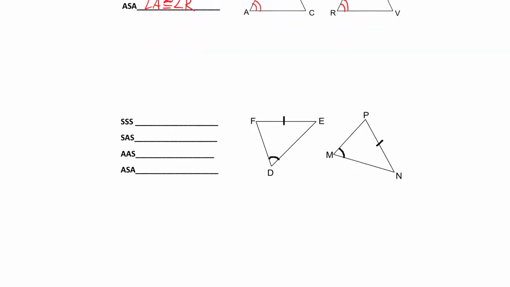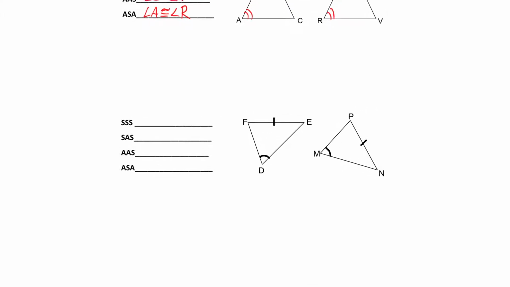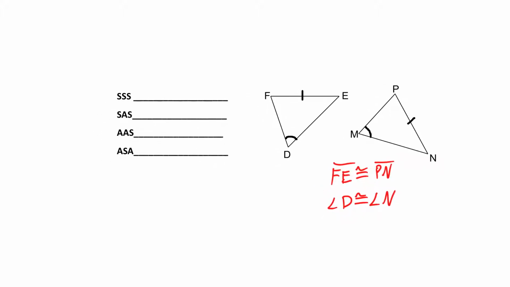All right. So on the next one, it's kind of weird, and I'm going to have to think a little bit more about this one. So what do I already know up here? FE is congruent to PN. Okay, I already know that FE is congruent to PN. And what else do I already know? Angle D is congruent to angle M. All right, so that's what I already know. That's what's already marked. Now, for SSS, what extra information would I need to know?